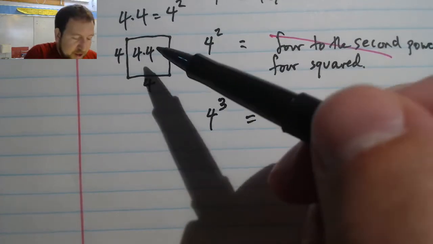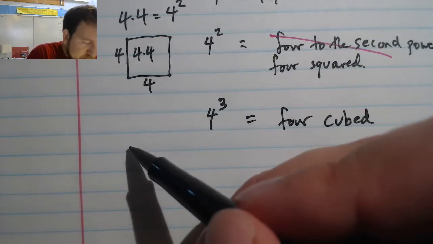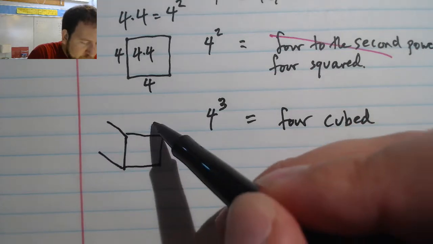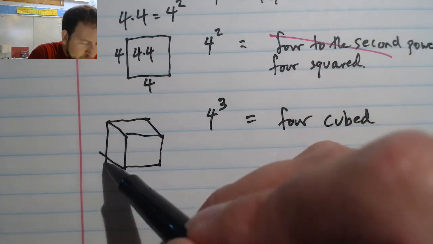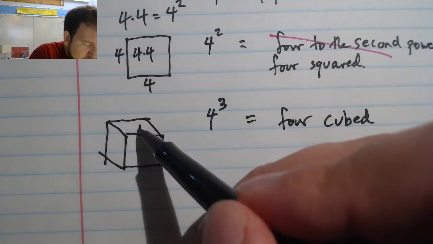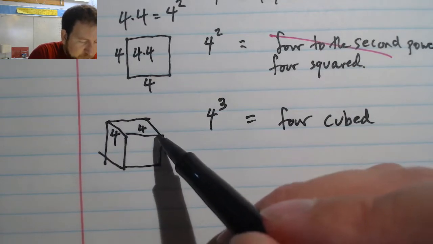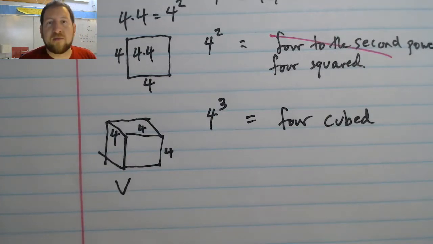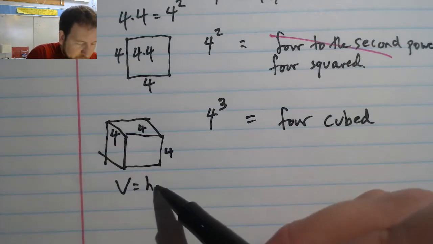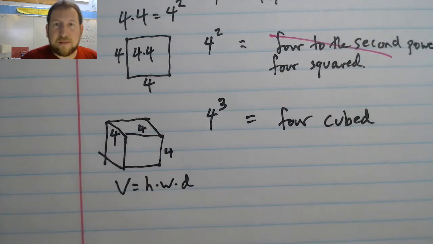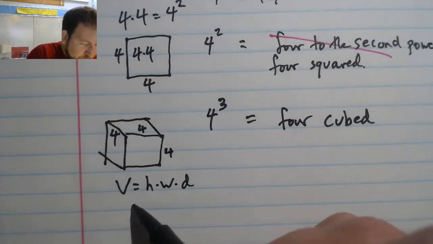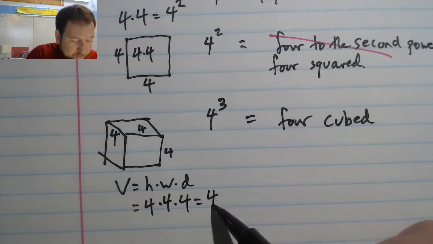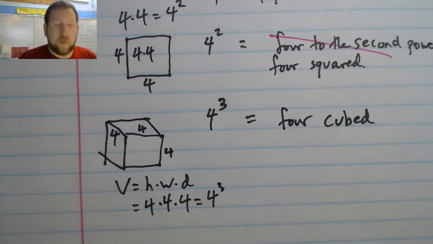If we think about it, instead of having a square, now if I have a cube, I could say 4, 4, and 4 for height, width, and depth. And in order to get the volume of this, recall that volume is height times width times depth. That means that I'm going to multiply 4 times 4 times 4, which is going to give me 4 to the third power, or 4 cubed.